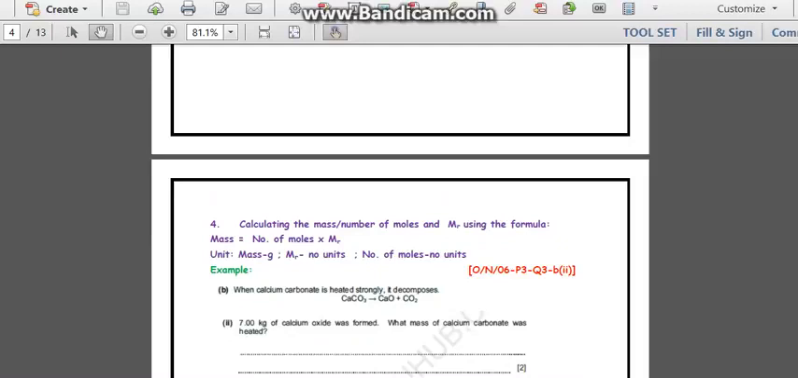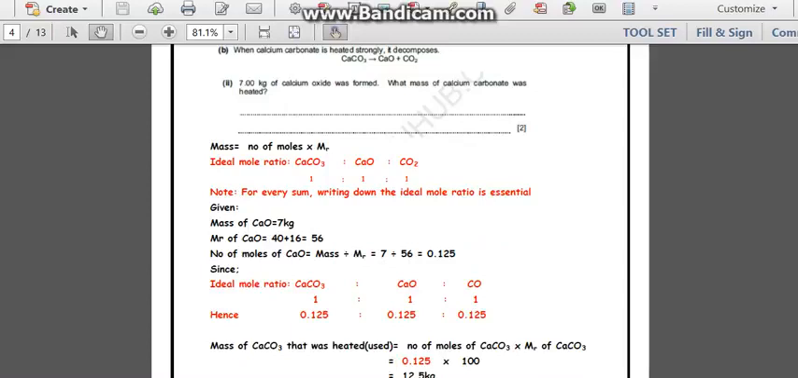The fourth subtopic is calculating the mass or the number of moles and the Mr using the formula mass equals number of moles into Mr. Example has been taken from October-November 2006, paper 3, question 3b2. As you can see, this is a question about the decomposition of calcium carbonate into calcium oxide and carbon dioxide. 7 kilograms of calcium oxide was formed. What mass of calcium carbonate was heated?